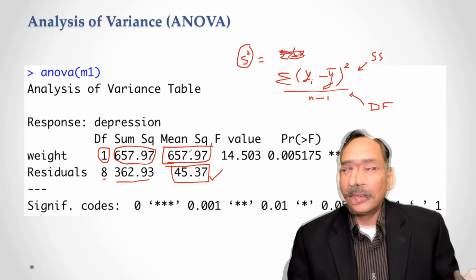SSR is sum of squares due to regression, then sum of squares due to error, and sum of squares total. Then we calculate the mean square column by dividing. You can think of these columns as 1, 2, 3. So the fourth column is equal to column 3 divided by column 2.